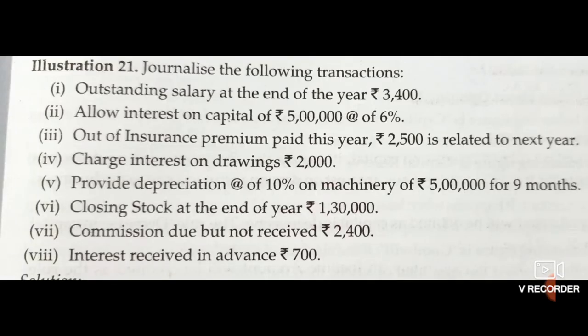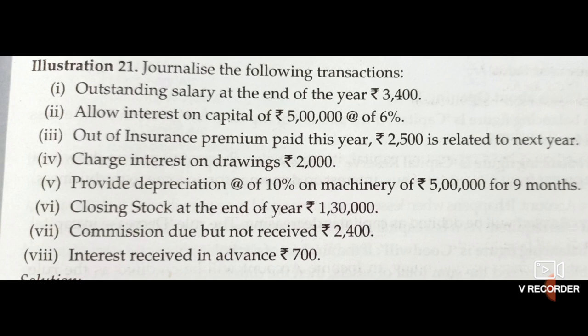Good morning to all. See today's problem. We will pass some journal entries. Journalize the following transactions. First, outstanding salary at the end of the year rupees 3,400. It means the salary payable at the end of the year rupees 3,400. It is due but not paid.